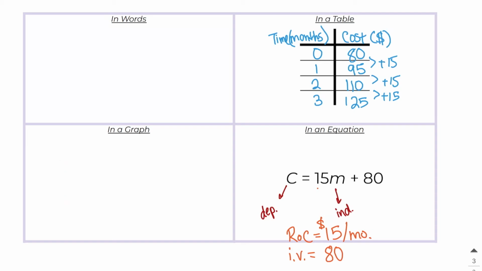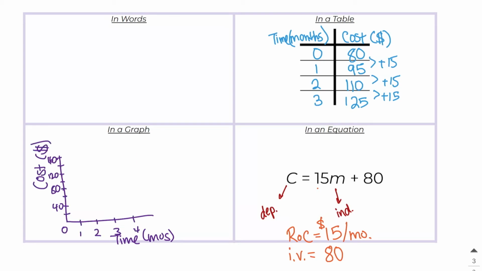Here, to do our graph, we have our time here in months. We have our cost here in dollars. So when I do my graph, I know that the initial cost will be $80. So right here, this is the initial cost. After 1 month, we'll be at $95. After 2 months, it'll be 110. After 3 months, it'll be 125. Okay, so looking at this here, this is what my graph is going to look like right here.